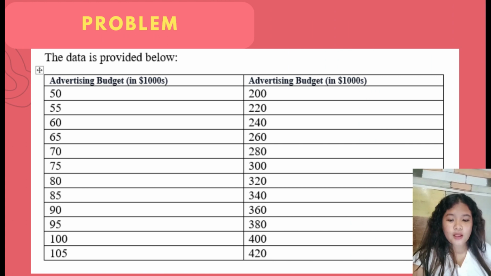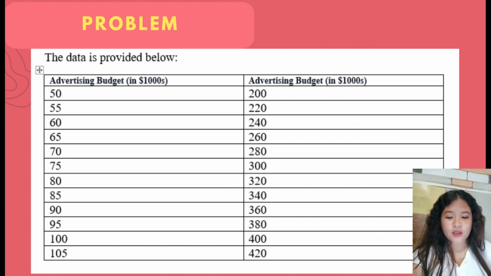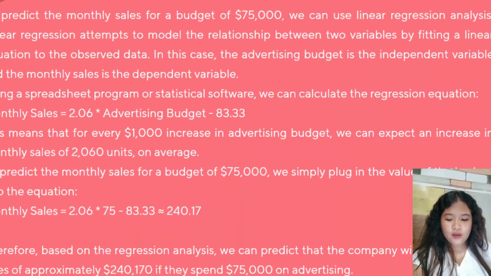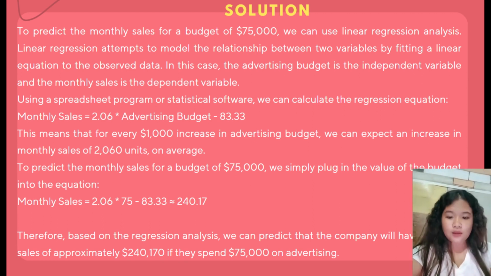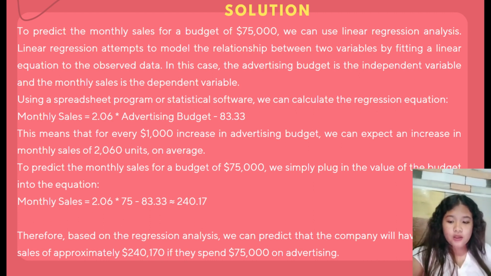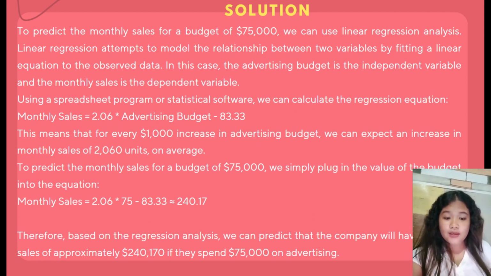So this is the data provided below for advertising budget in $1,000 and monthly sales in 1,000 units. For the solution, to predict the monthly sales for a budget of $75,000, we can use linear regression analysis. Linear regression attempts to model a relationship between two variables by fitting a linear equation to the observed data. In this case, the advertising budget is the independent variable and the monthly sales is the dependent variable.